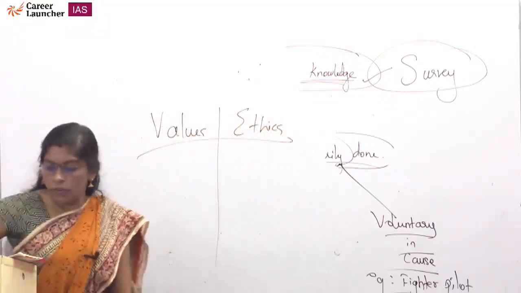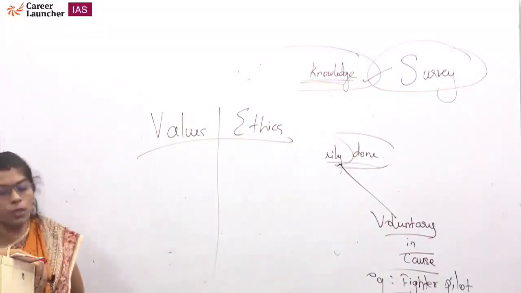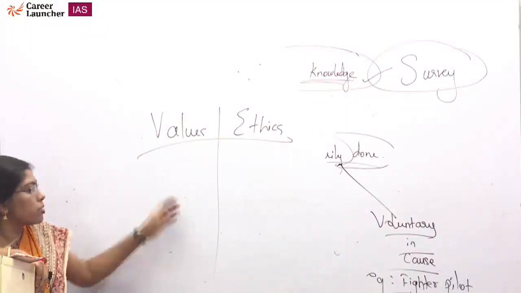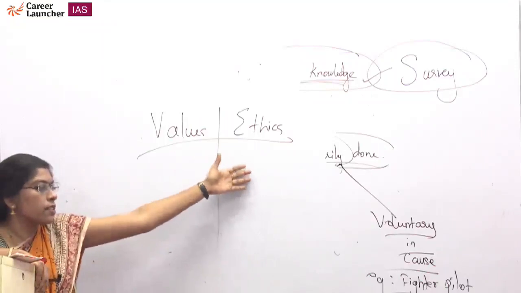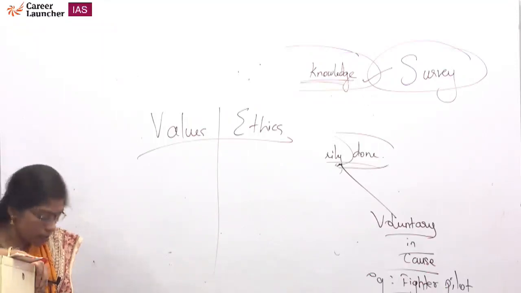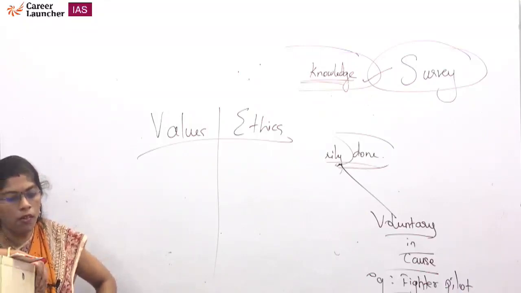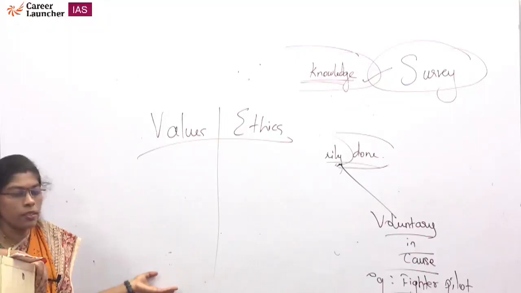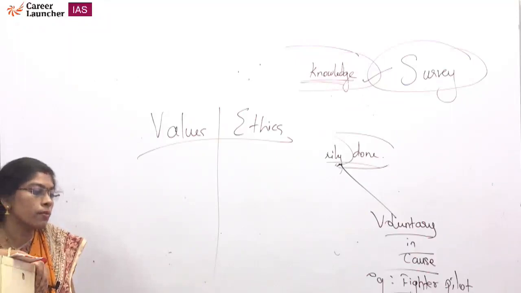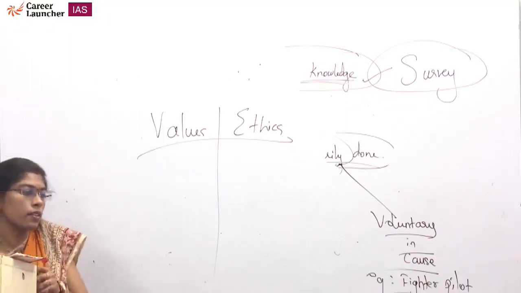So, values, ethics. First point. Under values, it is a set of individual principles. Under ethics, it is a set of universal moral principles. Second point: under values, it varies from person to person. Under ethics, they are standard principles.